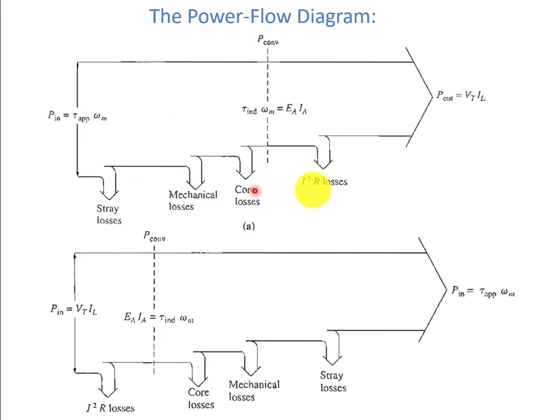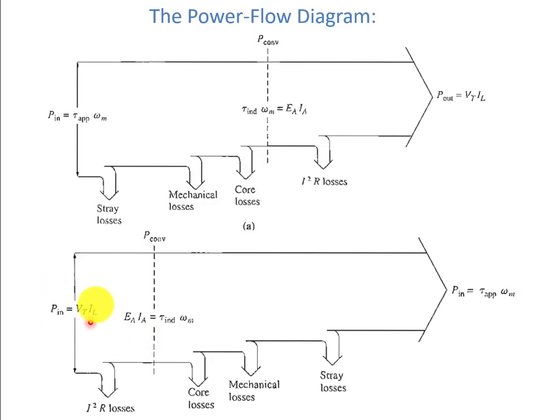So this is our power flow diagram for the generator, and this is the power flow diagram for the motor. So here for the generator we have the torque applied at omega m, which is from the prime mover. We have some stray losses, then mechanical losses, then we have the core losses, and then power is converted here, and then we have the I square R losses, and then we have this output power, which is VT times IL.